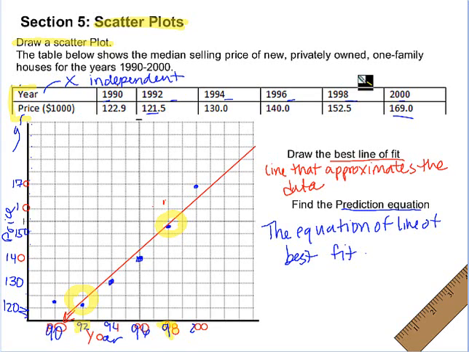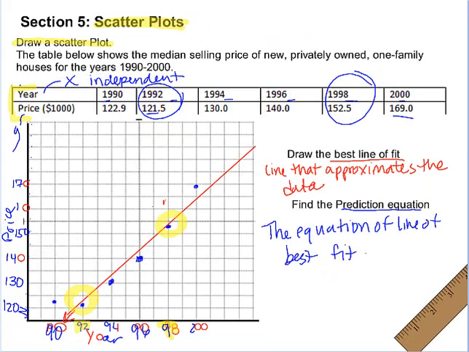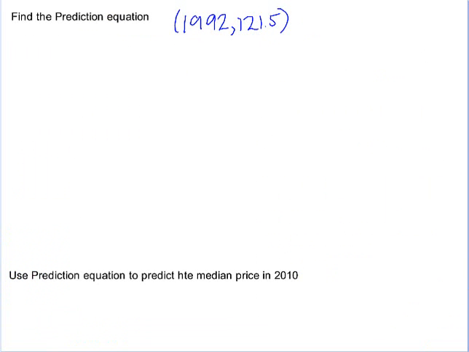So I'm going to take these two sets of points, and we are going to make a prediction equation for that. So in 1992, it was 121.5. And in 1998, it was 152.5.